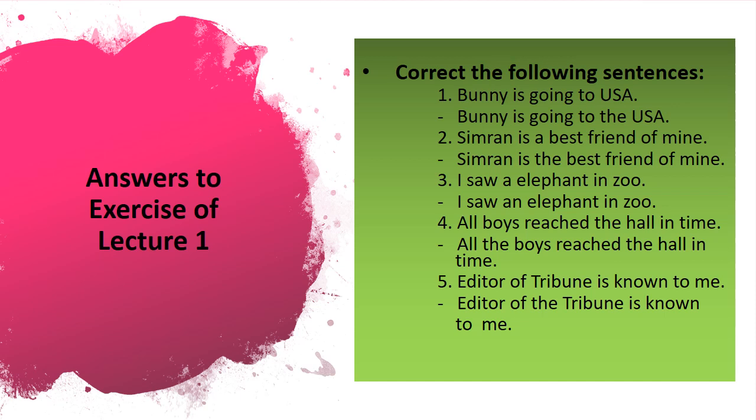Number 3, I saw an elephant in zoo. So elephant. So here a vowel sound is there, so we need to use an. I saw an elephant in the zoo. Number 4, all boys reached the hall in time. So here, all the boys reached the hall in time.